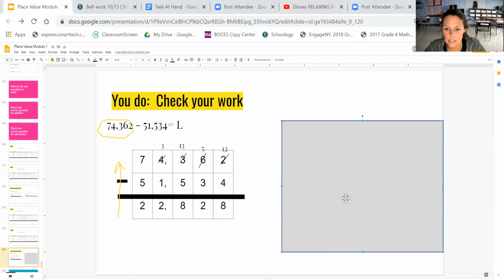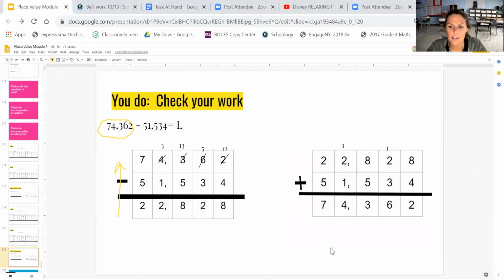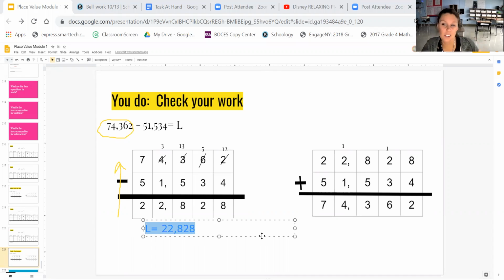Let's see. I'm going to delete this out of the way. 74,362. So our correct answer, I just like to write it out again so we don't get confused with what our answer actually is, because there's a lot of work here. In my class, I tell them to underline it or circle it, something so we know. But I rewrote out my sentence with my variable in it. We should have a difference of 22,828.